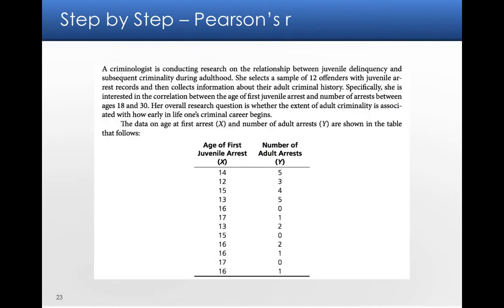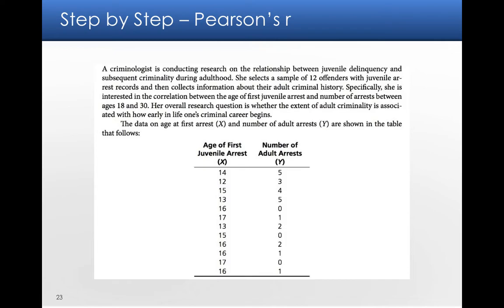So let's look. Here we've got a criminologist looking at research on the relationship between juvenile delinquency and subsequent criminality during adulthood. So she chooses 12 offenders with juvenile arrest records, and then she gathers information about their adult arrest record. She's interested in the correlation between the age of first juvenile arrest and the number of arrests between the ages of 18 and 30.